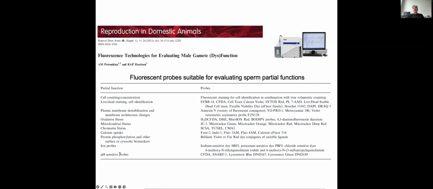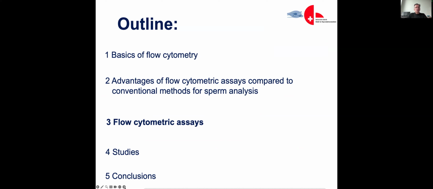If you're measuring the motility and the morphology, you have only two characteristics of the sperm. And here you have about 10 different characteristics of the sperm cells. And now to show you some examples of flow cytometric assays we are routinely using.